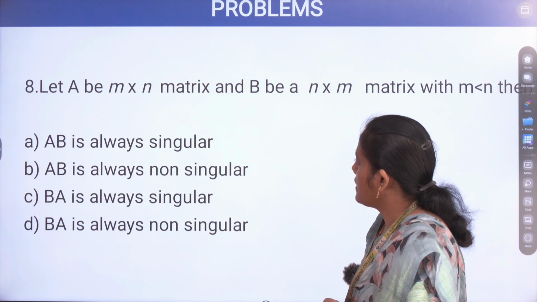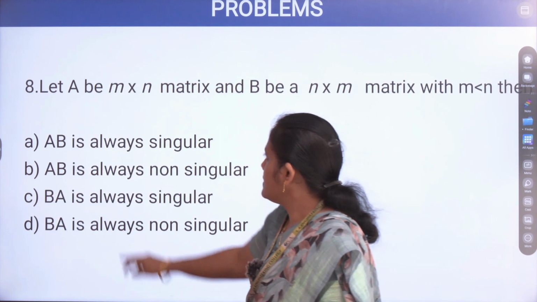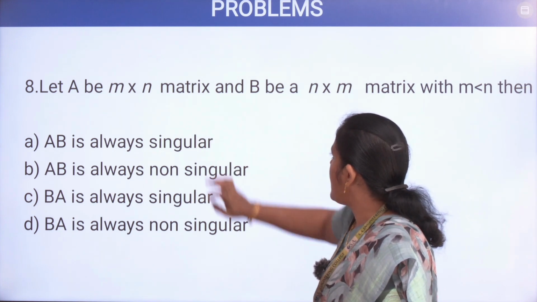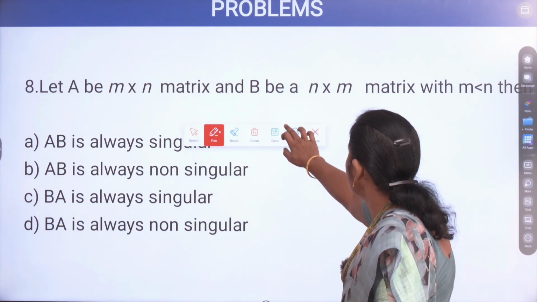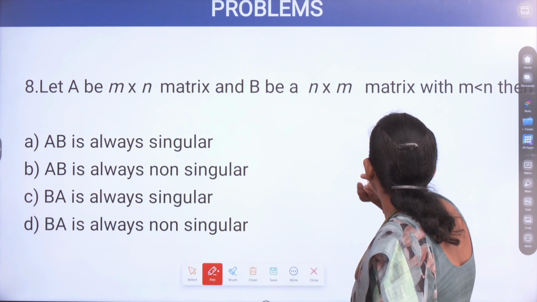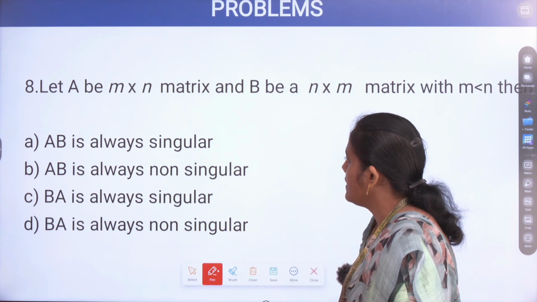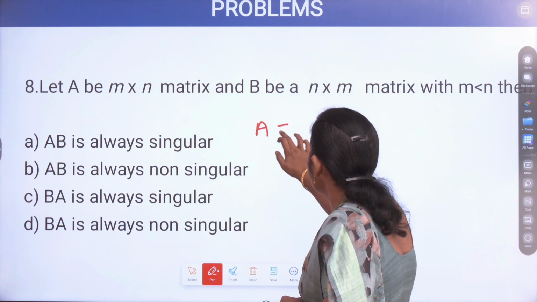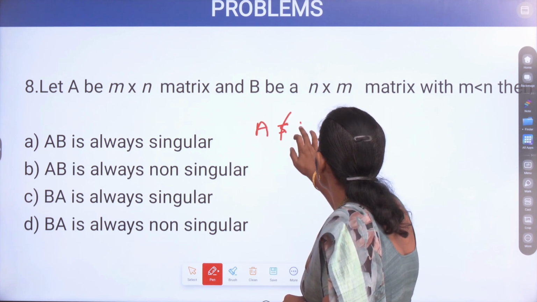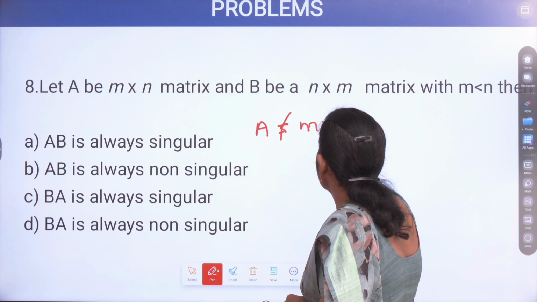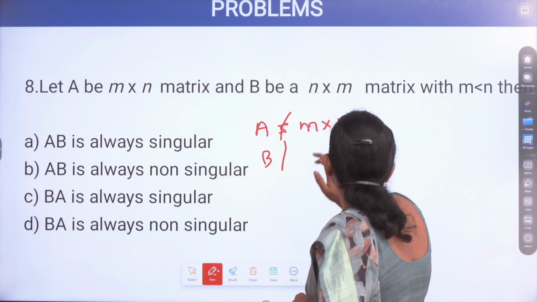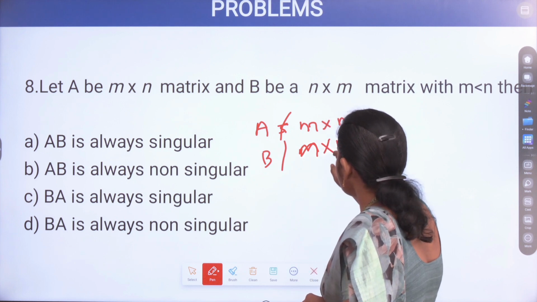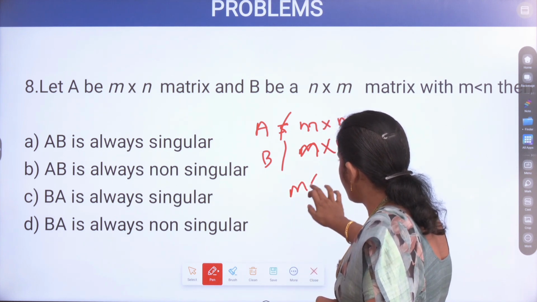The next question, the 8th question. Let A be an M cross N matrix and B be an N cross M matrix with M less than N. So A is a matrix of size M cross N, B is a matrix of size N cross M. The condition is M less than N.